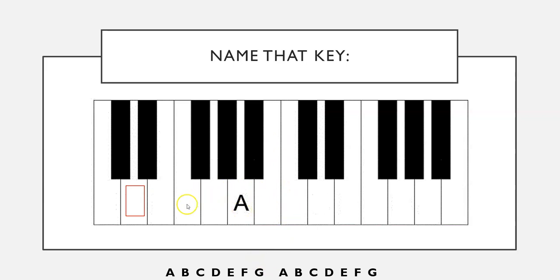So we've got 1, 2, 3, 4 notes left of A. So A, 1, 2, 3, 4. This should be a D. Very good. So that's how the music alphabet works on the piano.